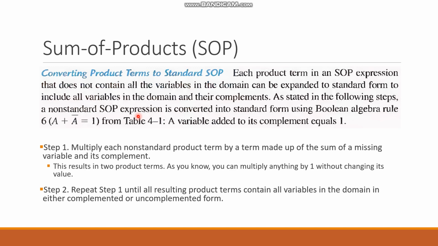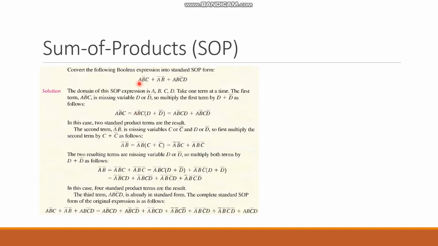So how to do that? Let's take this example. A, B complement C, A complement B complement, A, B, C complement D. So what are the domains? The domain is A, B, C, and D. We've got those 4 different variables. Are all of the domain variables included in this term? No. It misses C and D, and this one misses D. So how to add those variables into those terms? It's a straightforward method, and it's very easy.